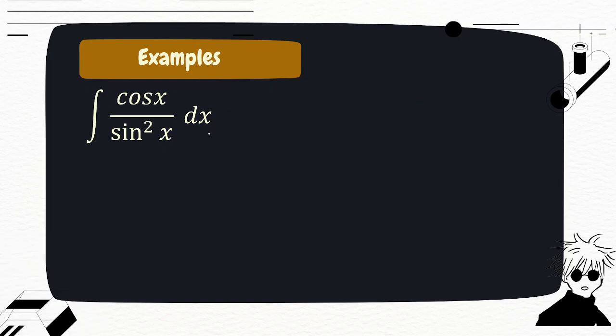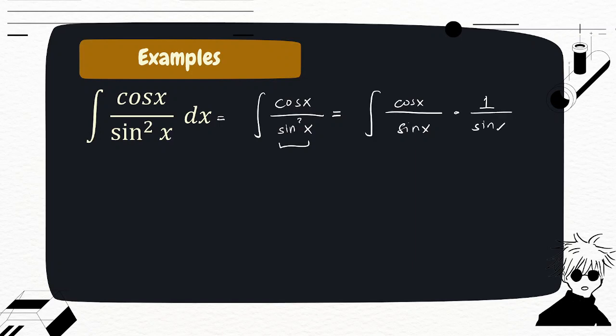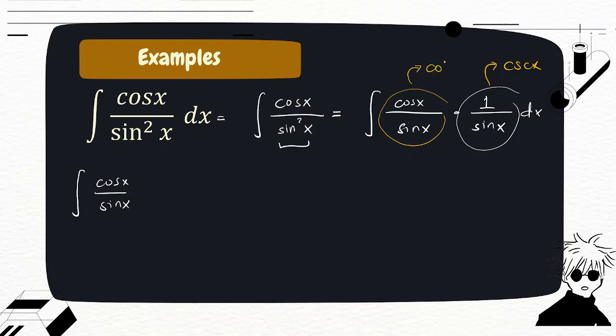Okay, now how are we going to simplify this function? If we have integral ng cosine x over sine squared x, this is equal to what? Integral ng cosine x over sine x, ihiwalay ko si sine squared x times 1 over sine x dx. Tama? What is 1 over sine x? Trigonometric identity yan. This is cosecant x, di ba? And this cosine x over sine x is equal to cot x, tama?